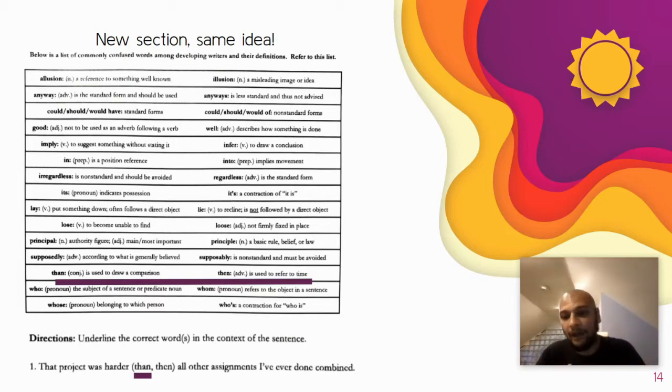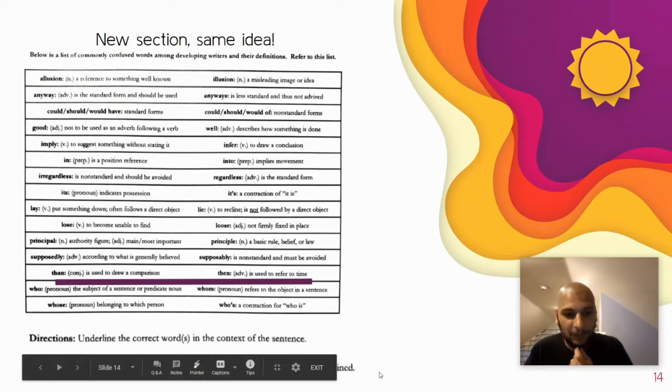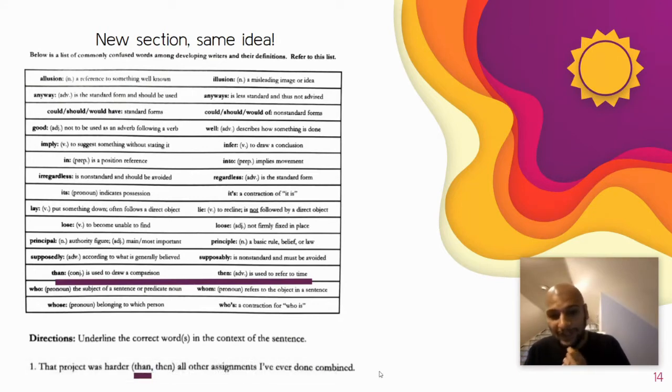Or if you do well in school, then your life will be wonderful. Okay, so those are referring to time, sequence, if-then kind of statements. So in this case, if we're talking about the project, well, we're comparing that to all the other assignments I've ever done combined. So that would be than, since we're just using it to draw a comparison, right?